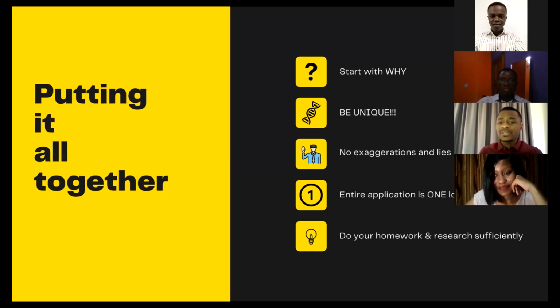Always consider that your entire application package is one long story that has been split into different parts. Therefore, those parts need to either be supporting each other or they need to fit in perfectly like a jigsaw puzzle. And lastly, I would say do your research sufficiently.